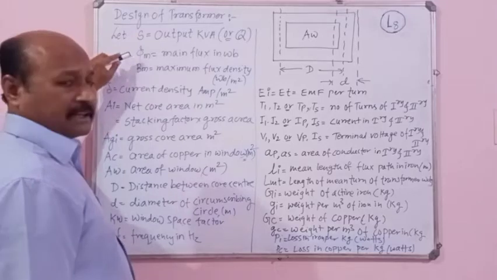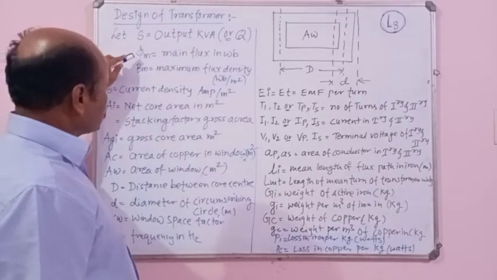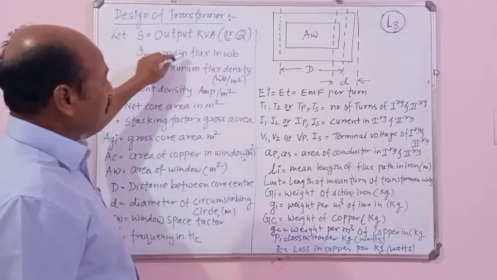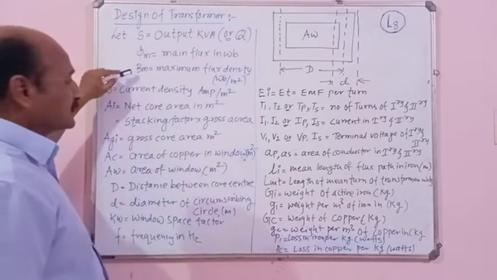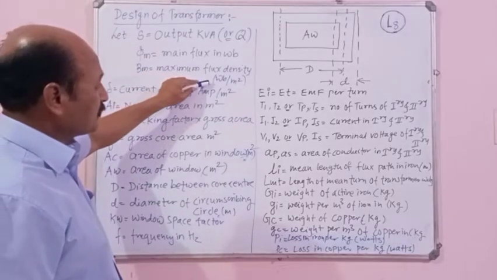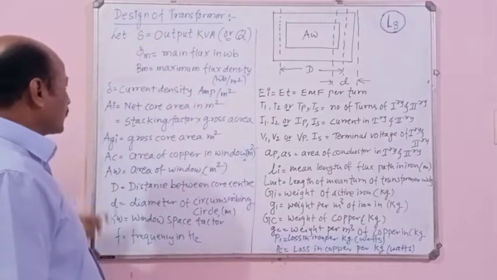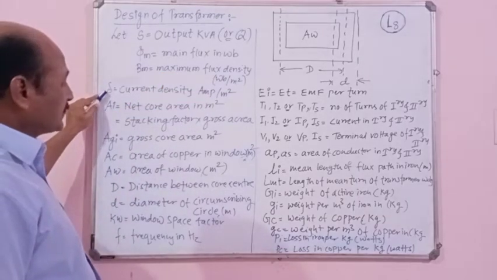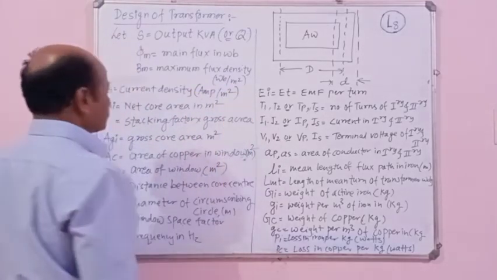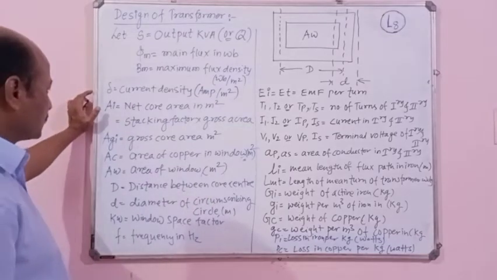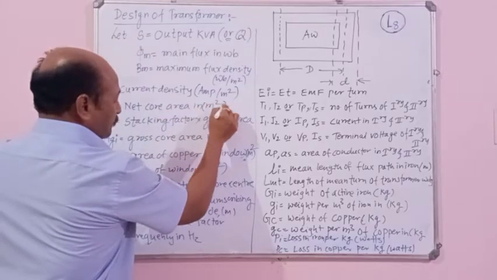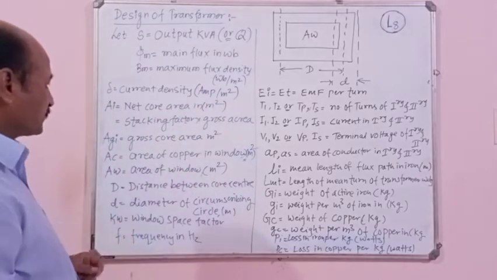You are familiar with phi. It is used in the transformer as the maximum flux or main flux in Weber. The next one is Bm. Bm is the maximum flux density in Weber per meter square. Then delta is the current density in ampere per meter square. Then Ai. Ai is the net core area in meter square.